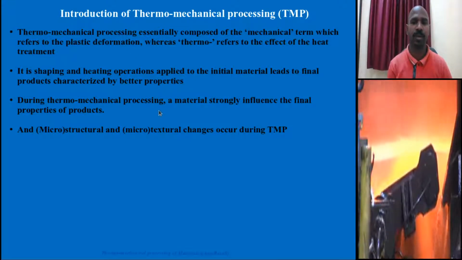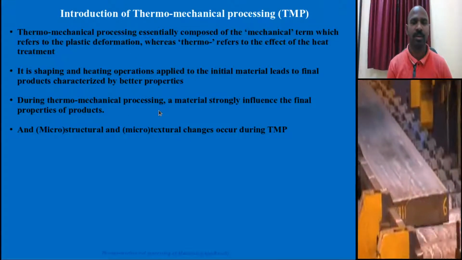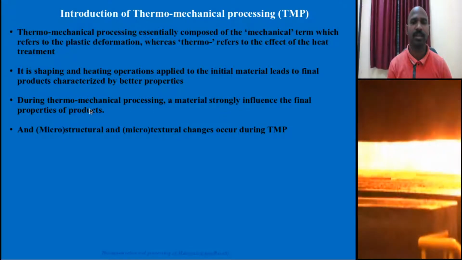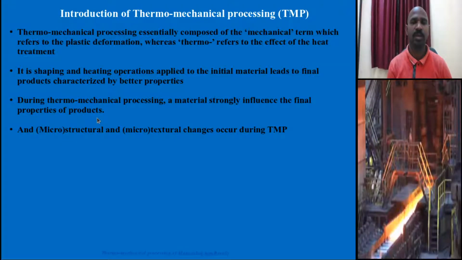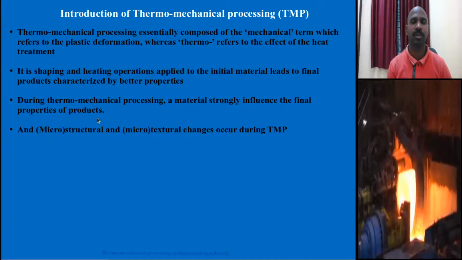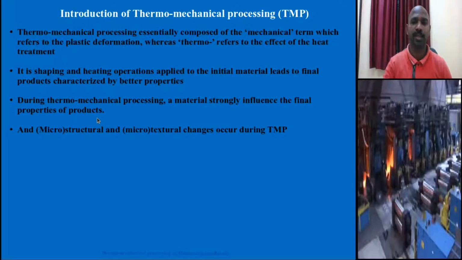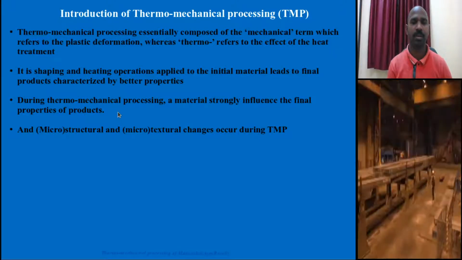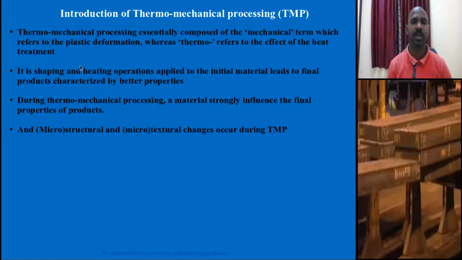During this TMP process, the material strongly influences the final properties. You usually talk about what the final properties are with respect to the application. I need high strength, I need a harder material, I need a tough material, I need higher yield strength, and a high ultimate tensile strength material is a requirement for the application. These can be achieved by the TMP process. Now the final point is microstructure. The internal microstructure will also play an important role.